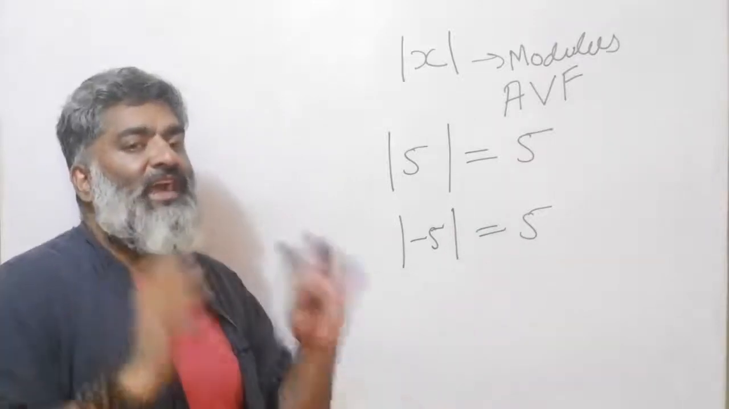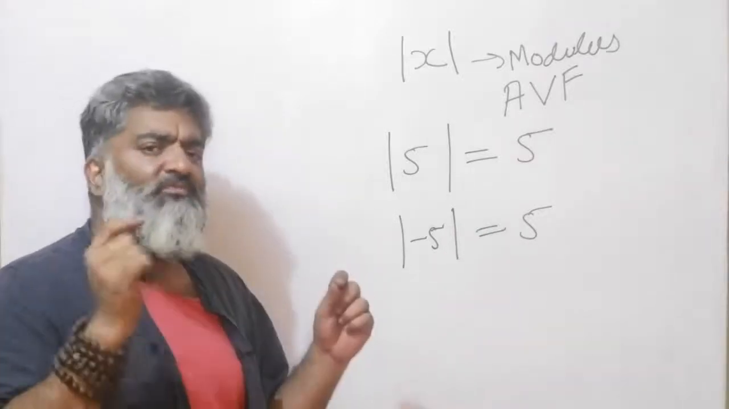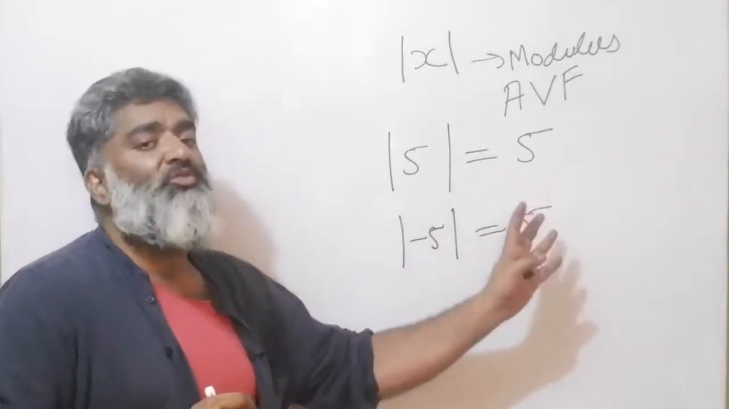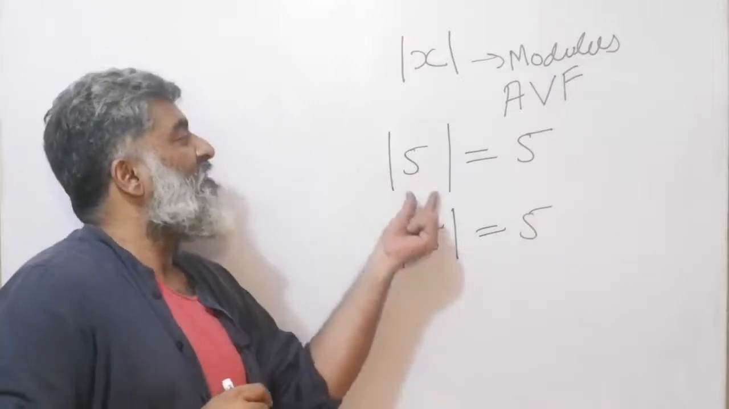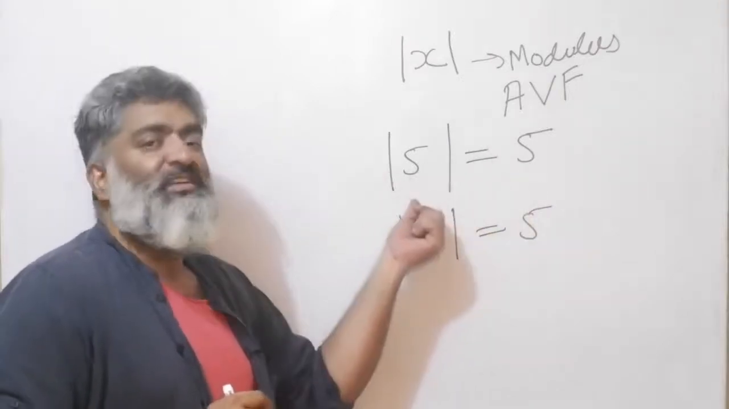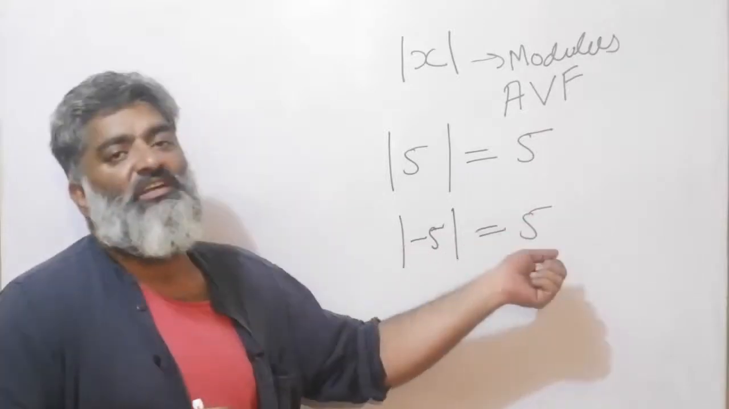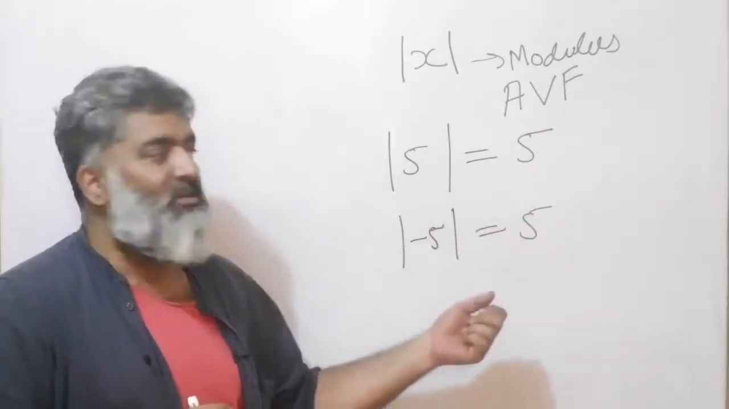So first of all, that idea should be very, very clear: what is the mod function doing? The output is always going to be a positive value. If it is positive, it is the same as the number inside. If it is negative, magically it converts it into a positive number. How it does it, we'll see in a second, right?